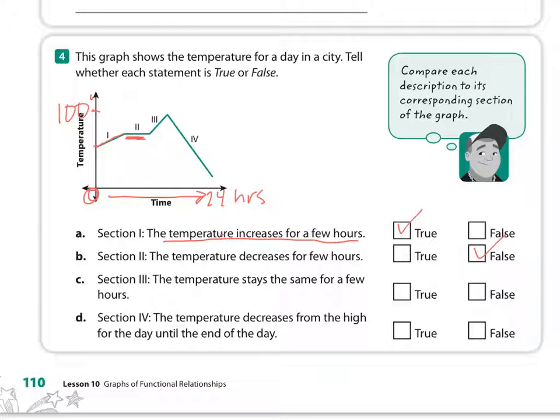Section 3, temperature stays the same for a few hours. Section 3 is not staying. Section 3 actually increases very rapidly. So that's false. Section 4, the temperature decreases from the high for the day until the end of the day. Yeah, this is the highest point, right, that we see all the way up here. And then it goes down the rest of the day. So yeah, I'd say that is very much true.